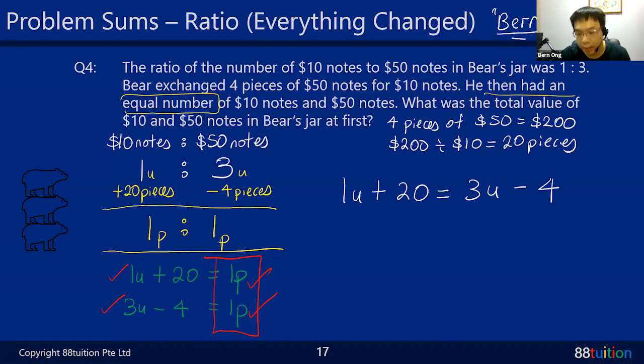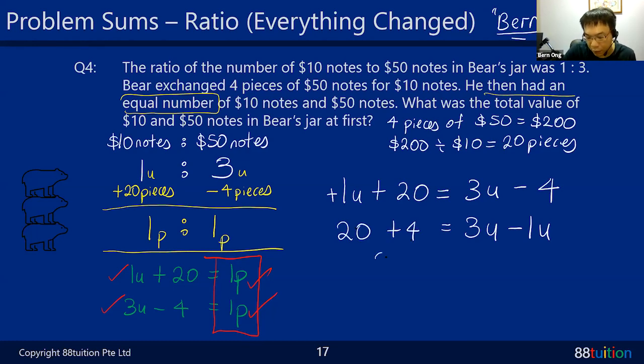All right, which is heavier? 3 units is heavier. Here is a plus, bring across is a minus 1 unit. 20 is here, don't touch the 20. Minus 4 bring across is a plus 4. And therefore you have 24 is equal to 2 units. Always look for the 1. 1 unit will be 24 divided by 2, which is 12.